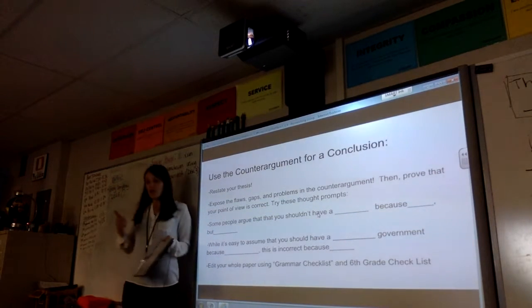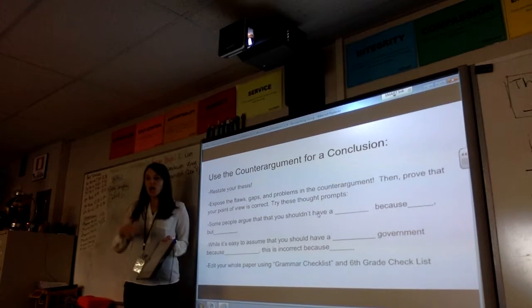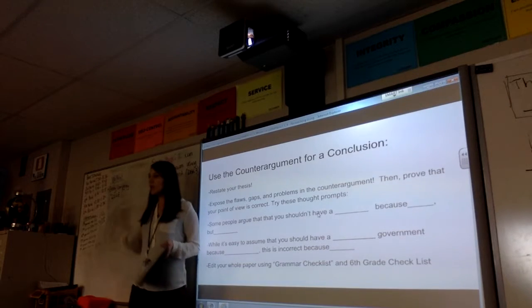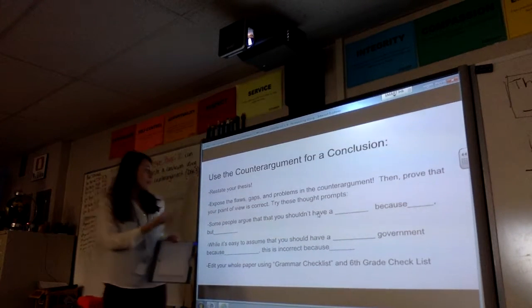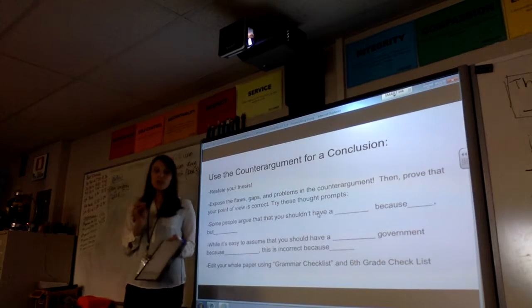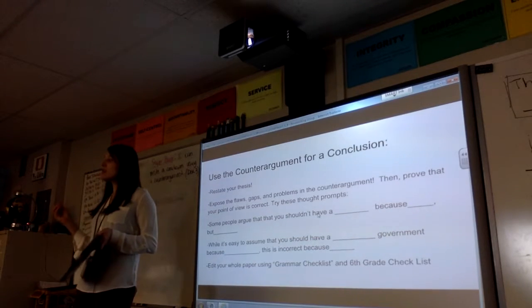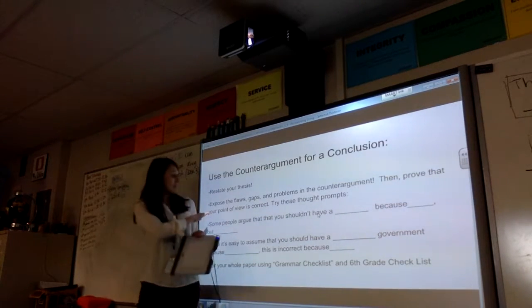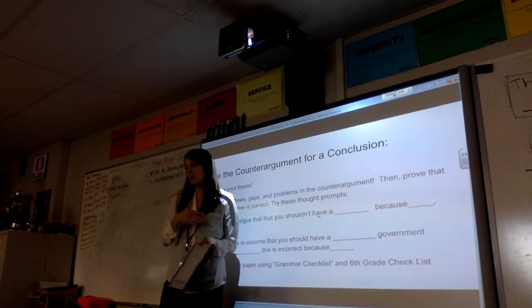But now a counter-argument. A counter-argument is something where you expose the flaws, the gaps, the problems with your argument. Okay? And then you prove that your point is still correct, even though there are some flaws with it, that there still are some things that aren't perfect about the government that you chose, that in reality, your point of view is still correct, regardless of what other people may say the argument may be.